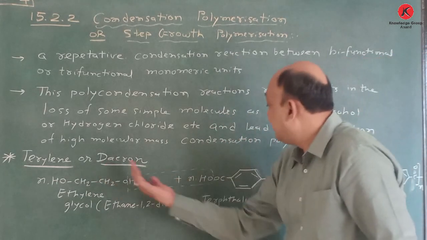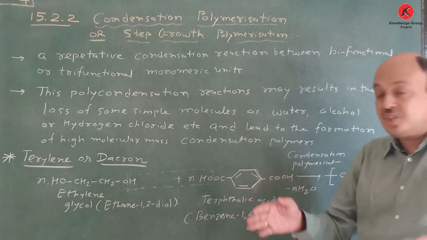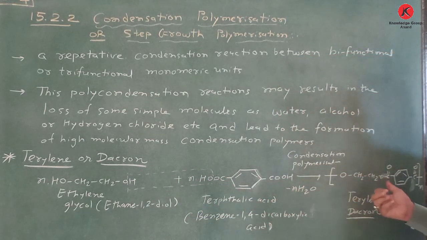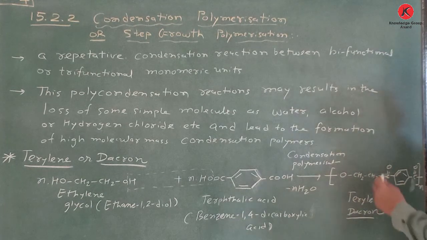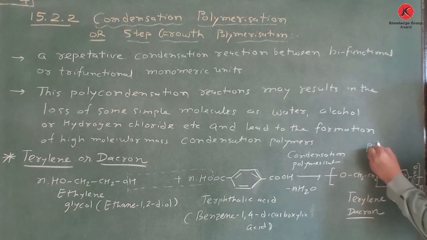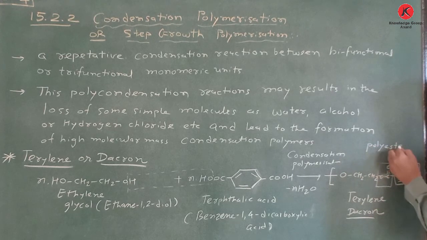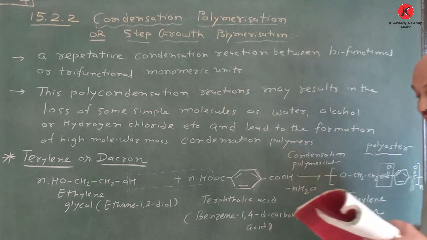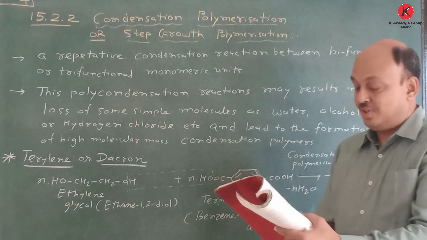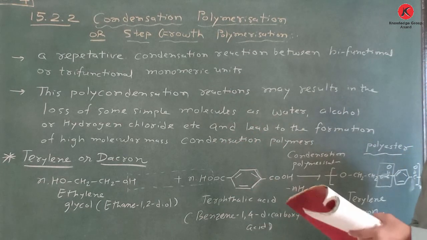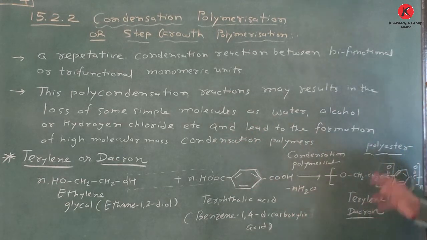Step growth means what? This step, then another step. There is no chain, but here there are steps, and accordingly a number of water molecules are removed, and this unit is considered as polyester. Poly means many, and C double bond O is nothing but ester. That's why it is known as polyester. So the repeating unit in this particular example is what we can call polyester.